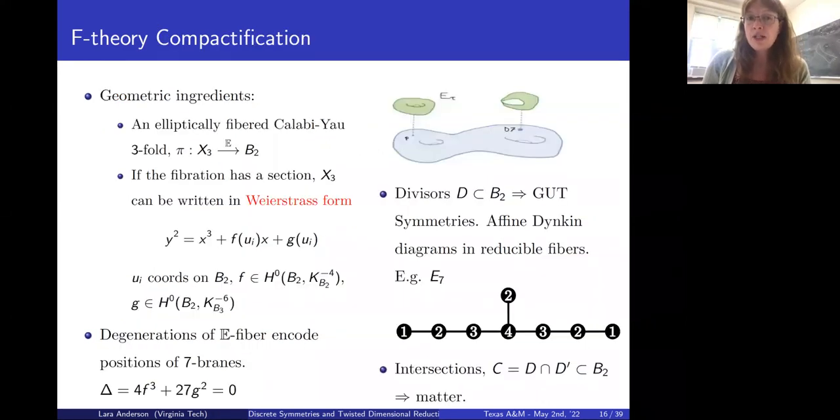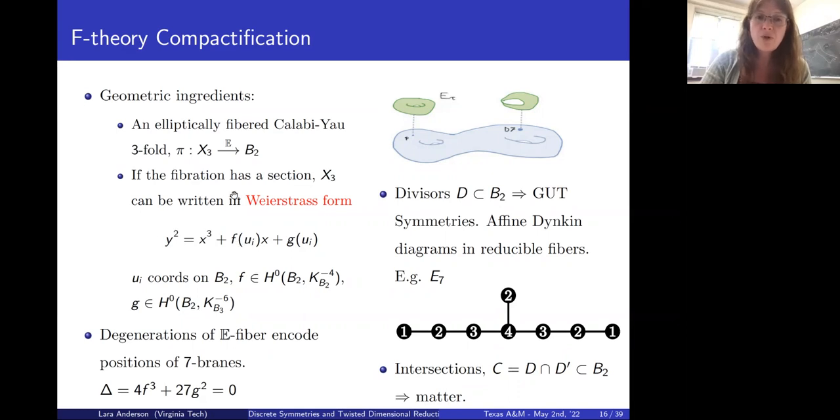So the geometric ingredients: I hand you an elliptically fibered manifold. We treat the base of that manifold as the background for type IIB. Practically, you can write this fibered geometry in so-called Weierstrass form, which is a particular polynomial. Here, the coordinates y and x describe coordinates in the fiber, and these polynomials f and g are polynomials that describe functions over the base.